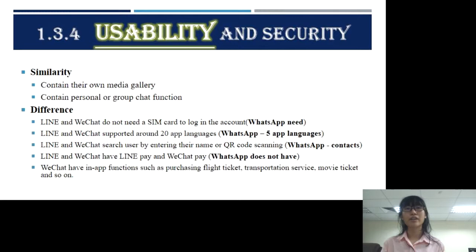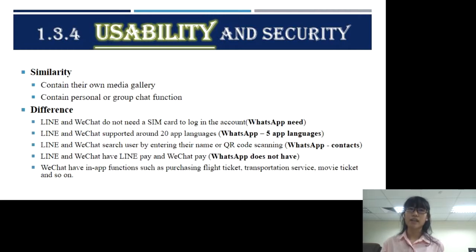The second one is that Line and WeChat support around 20 app languages, but WhatsApp only supports 5 app languages. The third one is that Line and WeChat can search for users by entering the username and QR code scanning, but WhatsApp can only search for users by using their contacts.